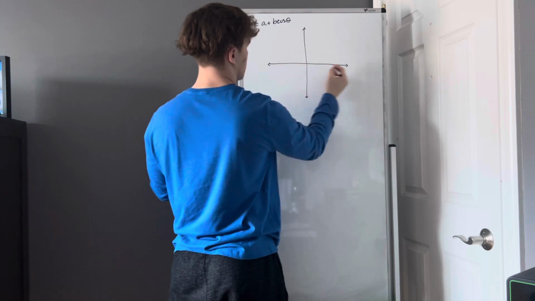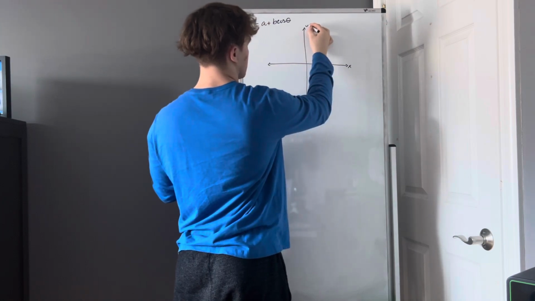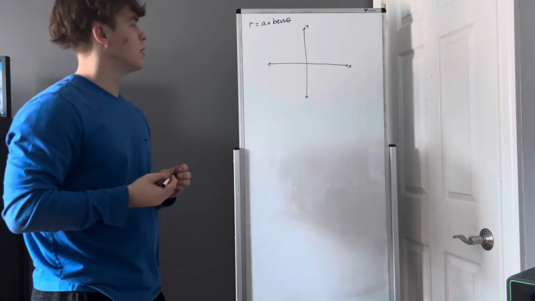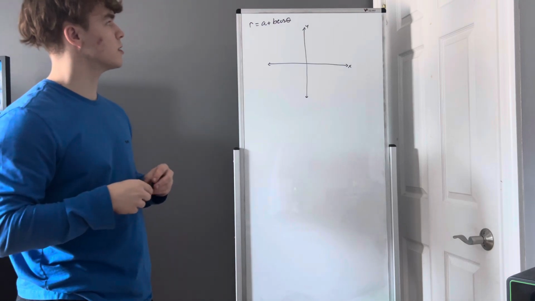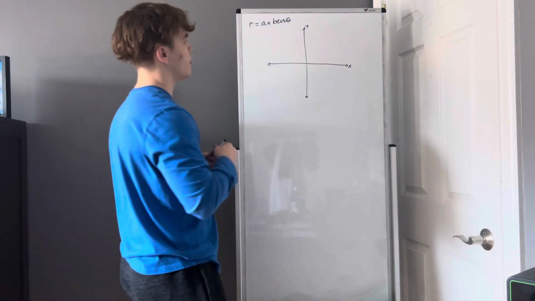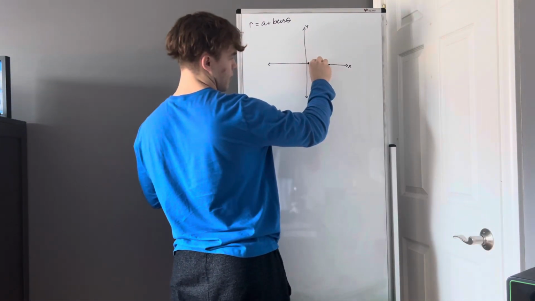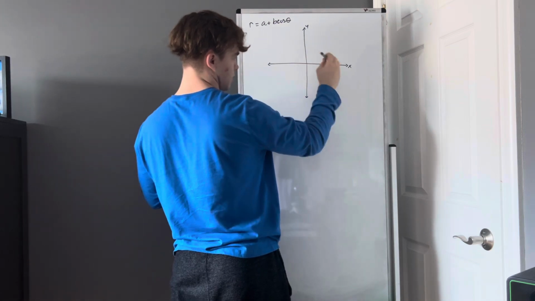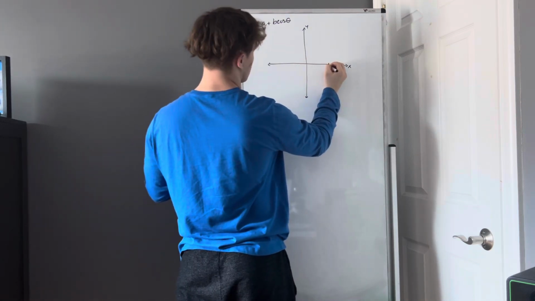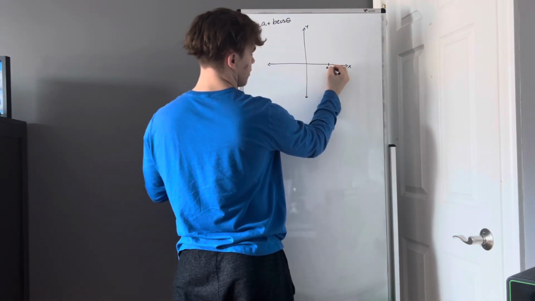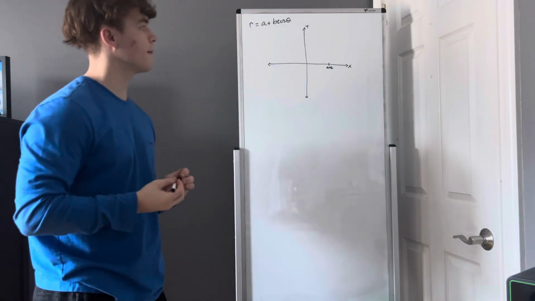X, Y. Okay, so let's say theta equals 0. Cosine theta equals 1. We get a point of a plus b at theta equals 0. We get a plus b over here. Okay.